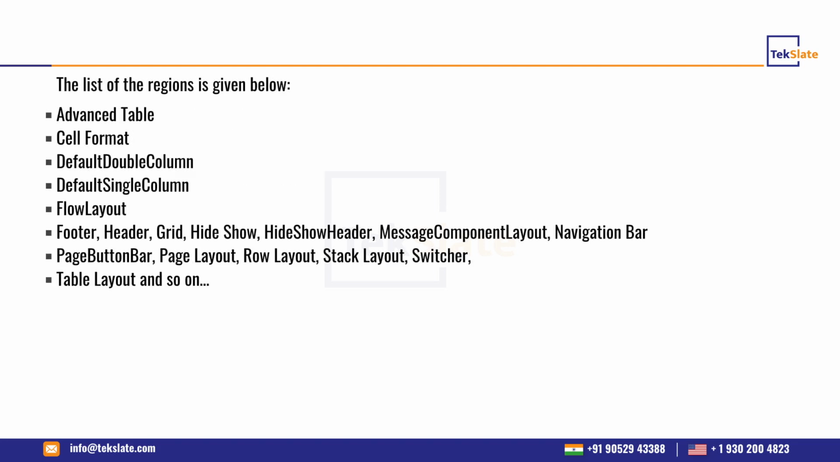We have many different types of regions. For example, an advanced table region can be created. Cell format is there. Default double column, single column, flow layout is there. Footer can be handled. Header region is there. Then there is the hide/show region. In some pages, while displaying, there will be a plus and minus mark. By clicking on the plus, other regions will be displayed, and if you don't want to display it, you click on it and it goes to the minus. So these regions can be handled in the hide/show header and hide/show regions.